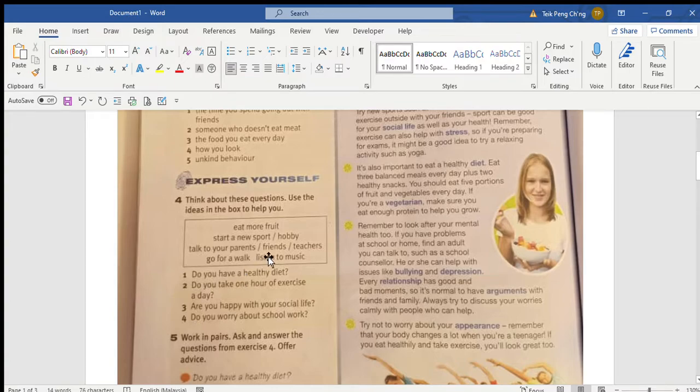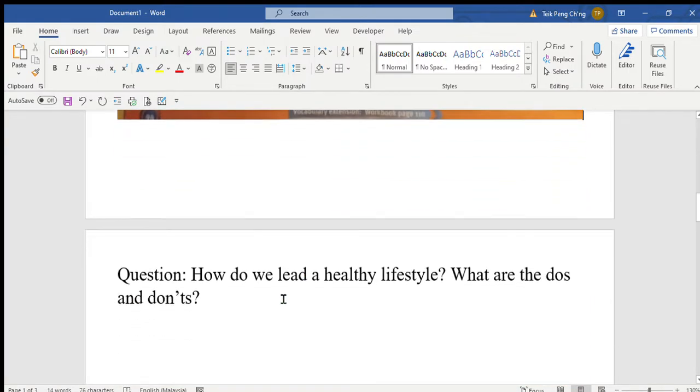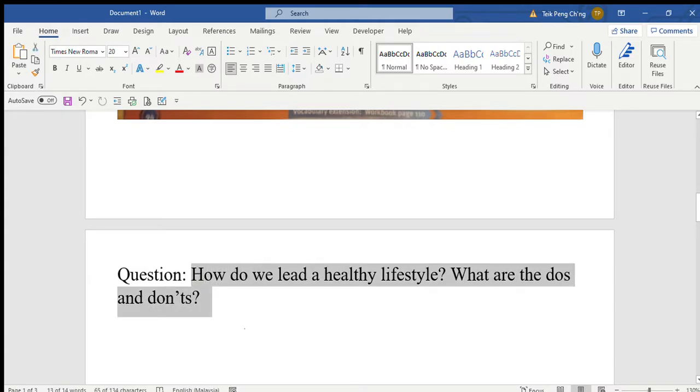Okay, now let's look at what we are going to talk about today. Today, the topic is take care. Okay, take care maksudnya apa? Maksudnya jaga kesehatan. Take care. Okay, now look at the question that we are going to discuss later. The question is, how do we lead a healthy lifestyle?